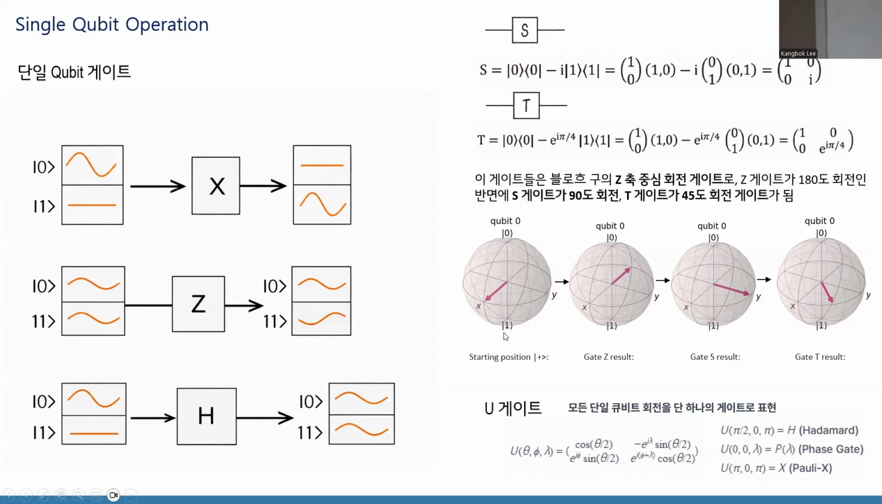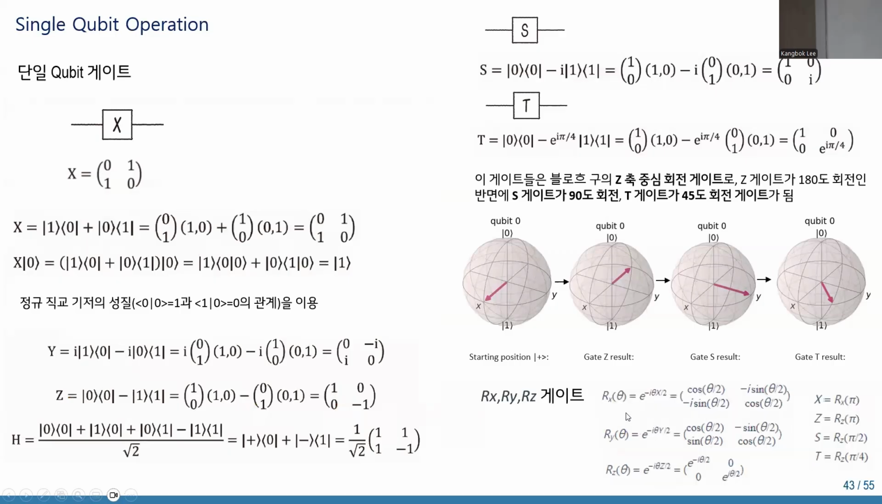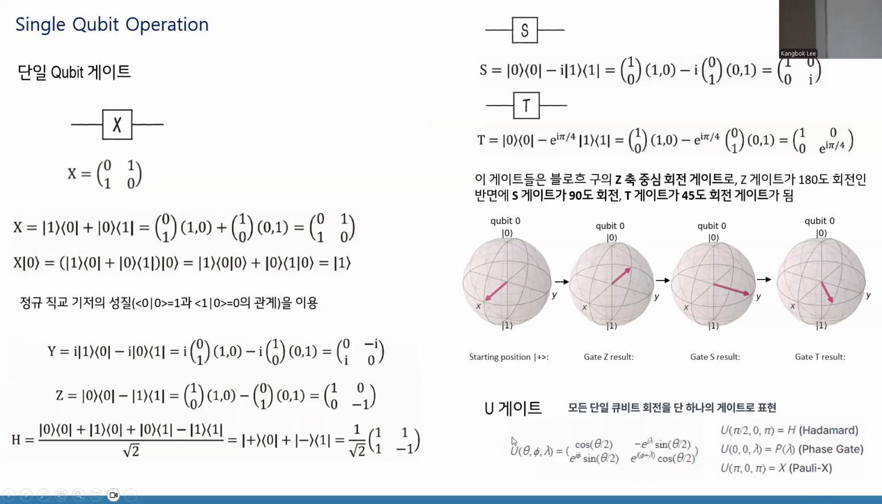For example, you can see in the beginning here, the starting point is X. The Z gate means you cross the Z axis, flipping here. And the S gate is 90 degrees from here to here. And the T gate is 45 degrees. Can you understand? Okay. The U gate is the universal gate. You will see these rotational gates many times when you see the textbook. You have to be familiar with this angle expression. Also, this is the universal U gate expression.